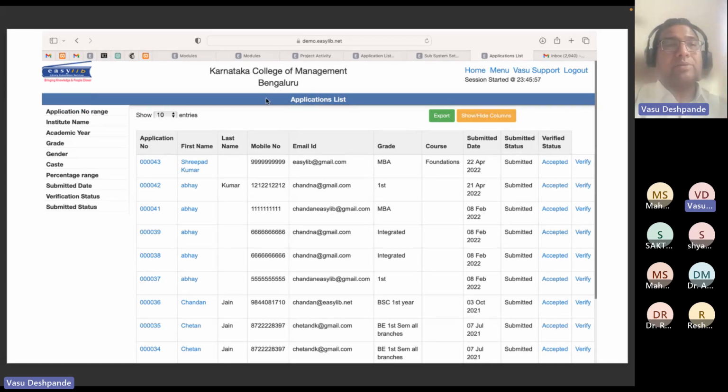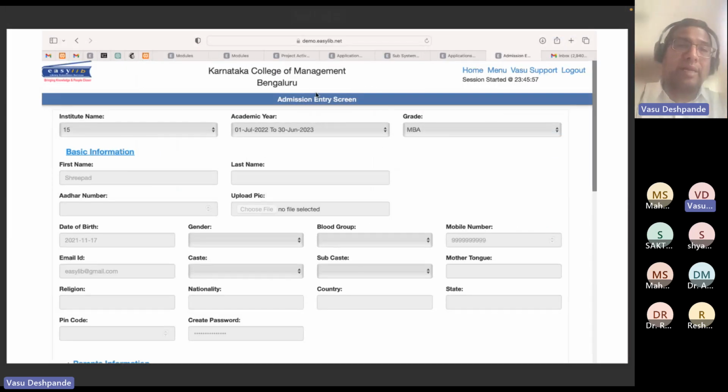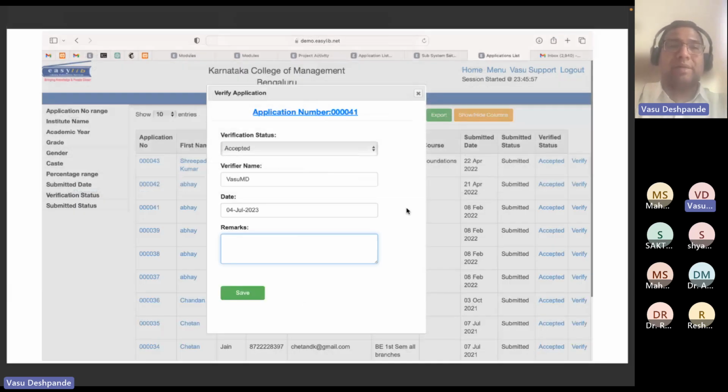You are able to see all the students who have applied for admissions. So here you are seeing the application number, automatically generated, first name, last name, mobile number, email, grade, course, when it was submitted, then status, verification status over here. Because now what we are doing is we are transitioning from feeding the data and taking the applications to reviewing the applications. When you click on this, you get the ability to see the entire application, what they have submitted.